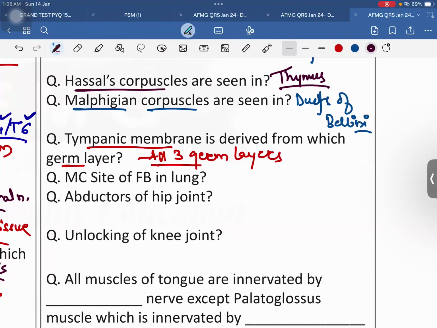Okay, the tensor tympani muscle is derived from the first arch because it is attached to the malleus, and the stapedius muscle, okay, is attached to the stapes, therefore it is derived from the second arch.